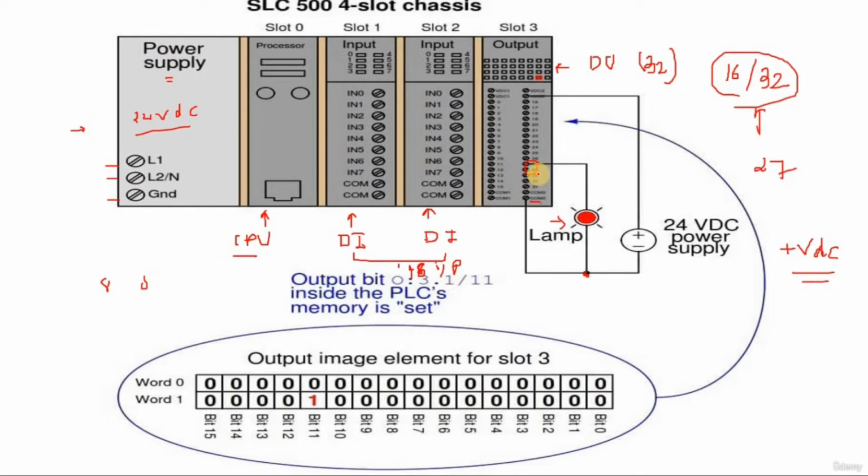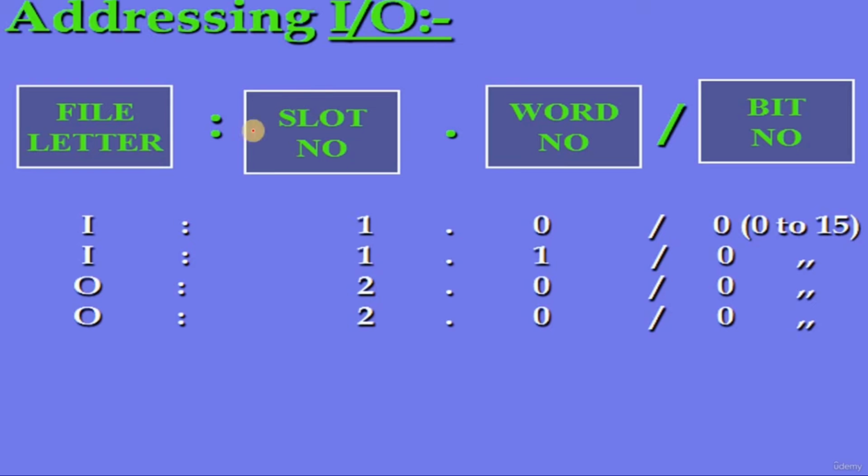If you want to provide an address to the lamp in the software, how do you provide the address? Let us consider that in slot number 1 we have inserted the digital input card, and in slot number 3 we have inserted the digital output card. In this session we are just going to focus on digital input and output addresses. Here you can see this is the table. Here you can observe the address also, I colon 1 dot 0 slash 0.